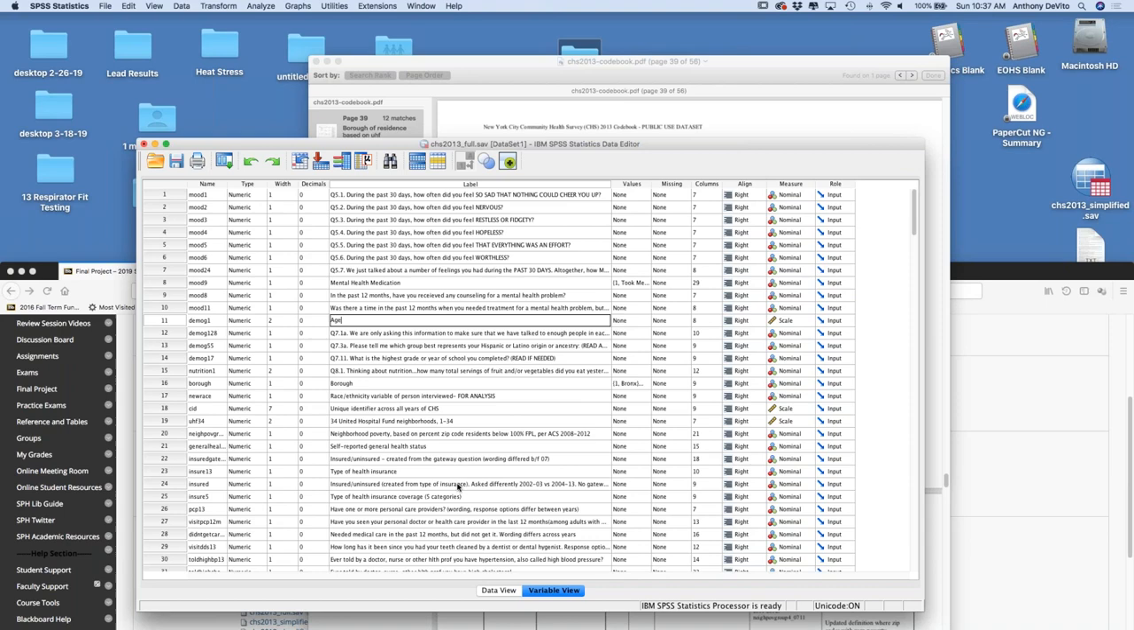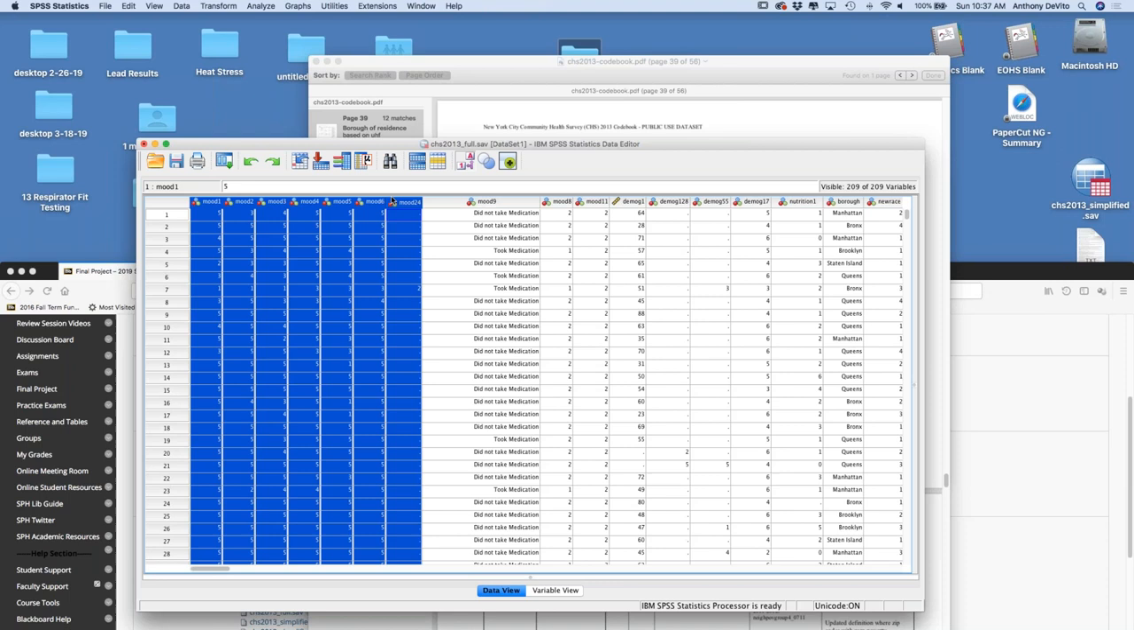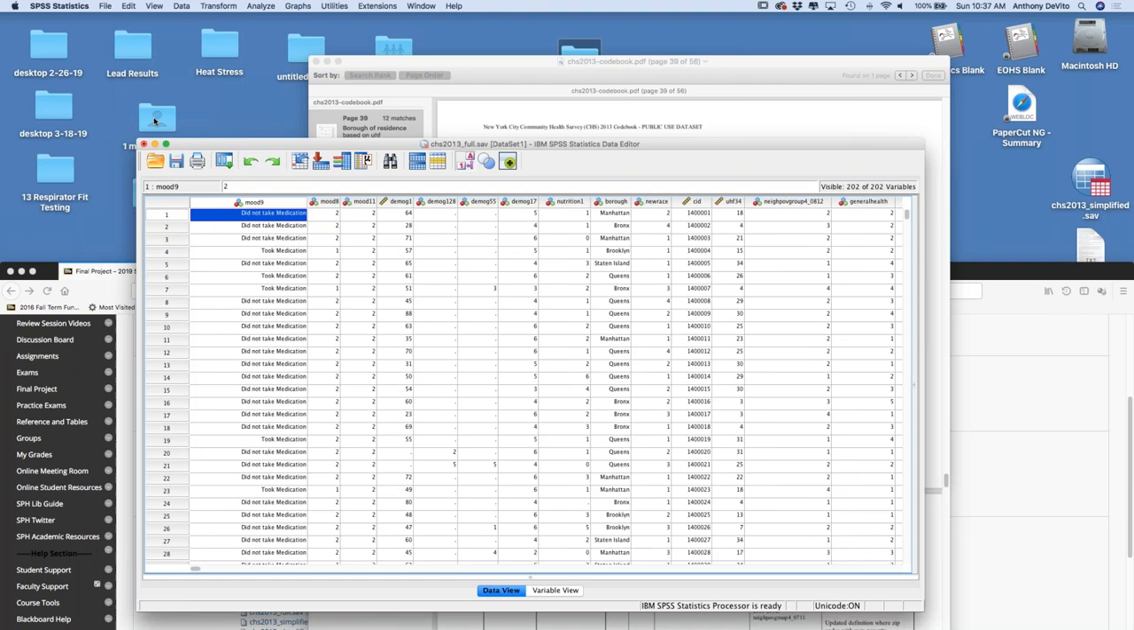There we go. Okay, so I'm going to go back to my data view. Now at this stage, if you really want to work around this a little bit easier, you can just work with the way it is. Well, these variables that I'm not using, or these mood variables that I may not be interested in right now, I can highlight those, go up to Edit, and say Clear, and they go away. I don't have them.